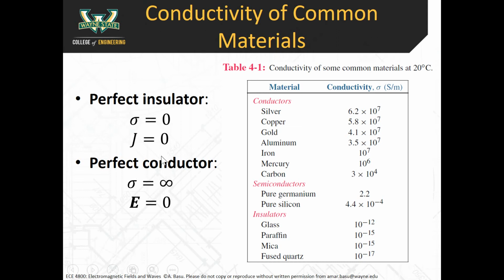J would be equal to 0 in a perfect insulator. In a perfect conductor, the sigma is going to be equal to infinity, and E, the electric field, is equal to 0. As we saw in metals, the electric field is equal to 0.